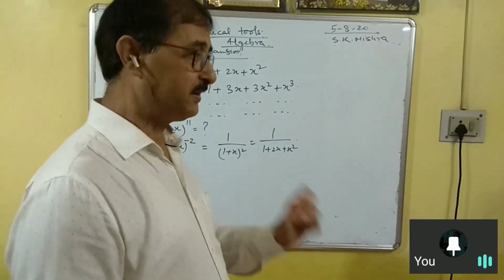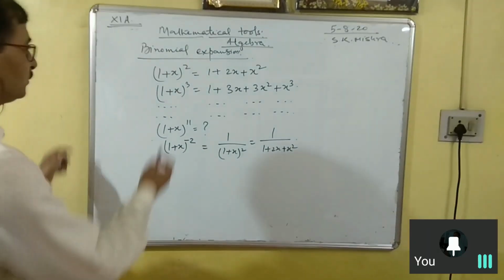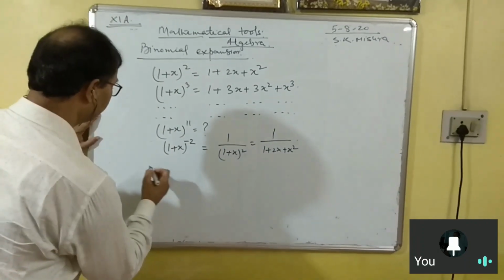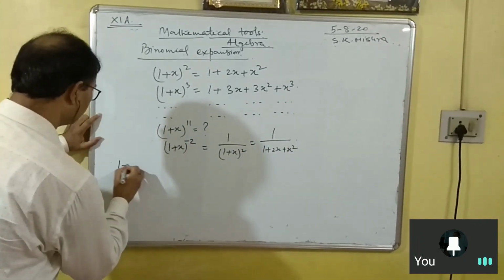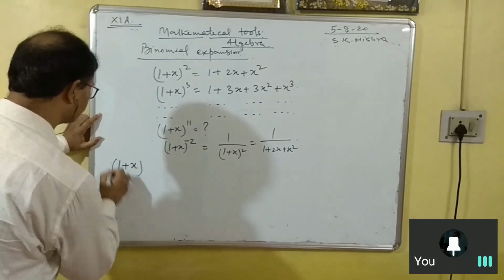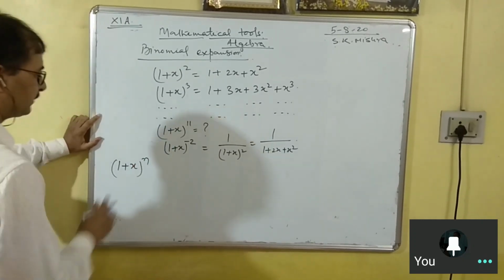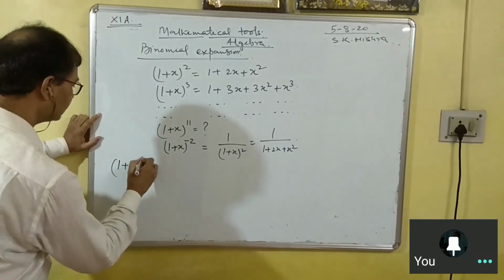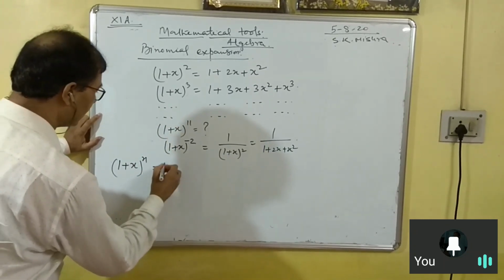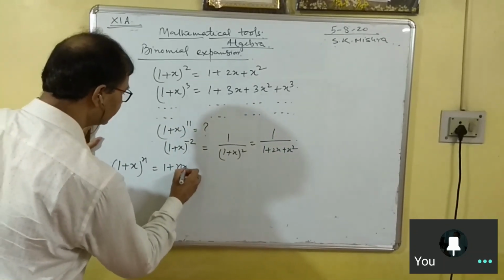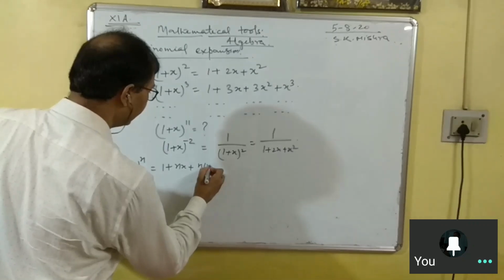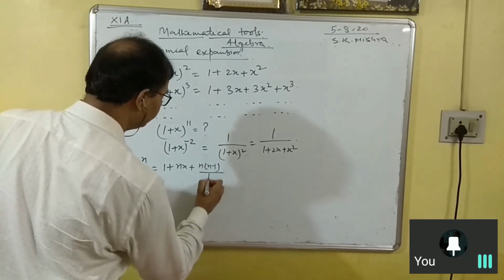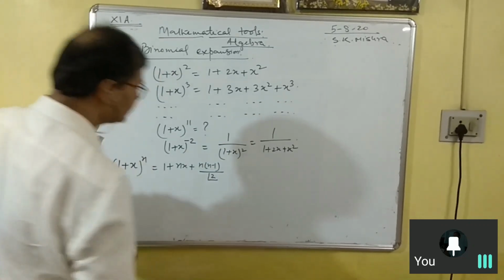Now I am giving you a tip. So how to find the expansion? If you have two terms like (1 plus x) raised to n, power is n, then this is 1 plus nx plus n into (n minus 1) by factorial 2. Now what is the meaning of factorial 2?